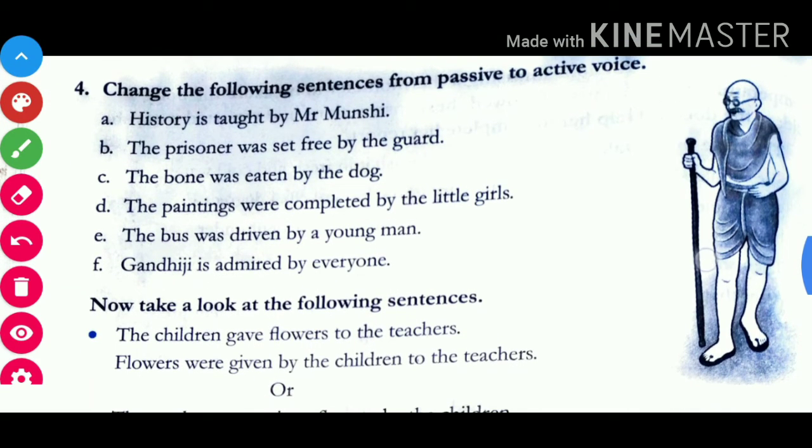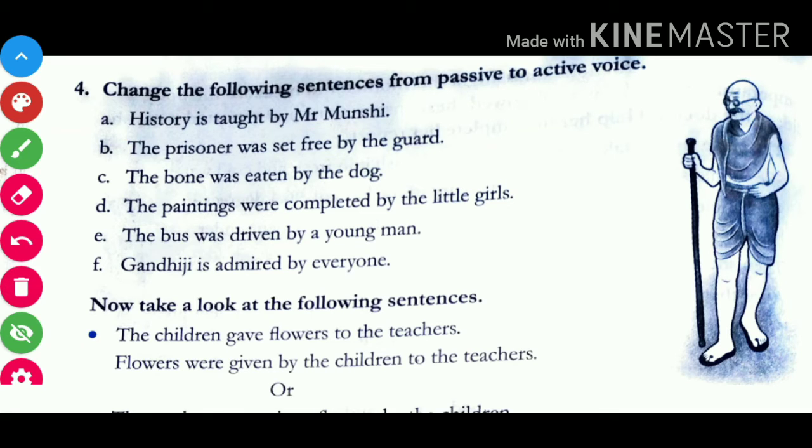So now over here in this exercise question number 4, what you have to do? You have to now do the reverse action. That is, you have to change the passive into active. See, first one, history is taught by Mr. Munshi. So over here, the answer would be: Mr. Munshi teaches history.